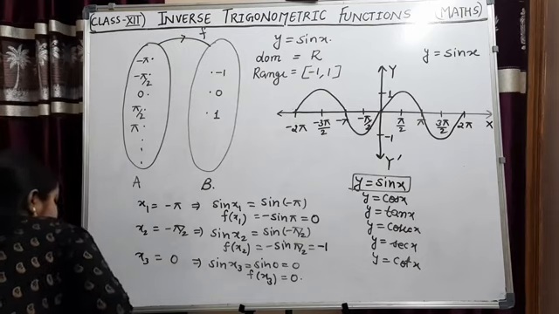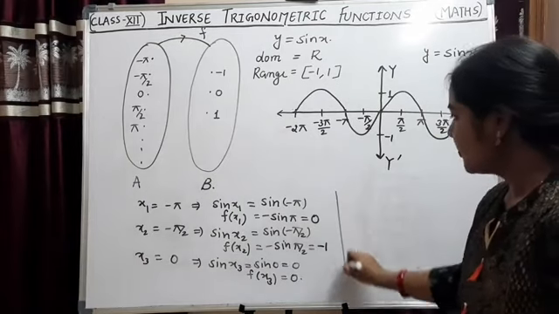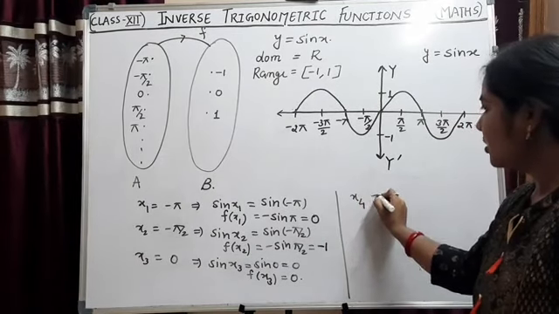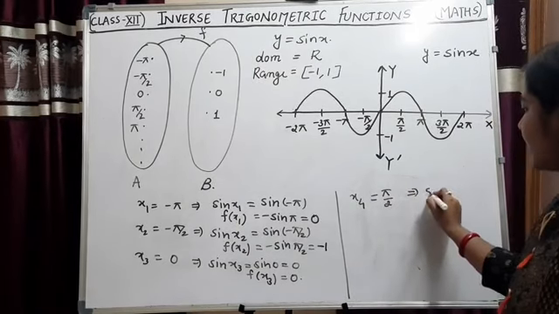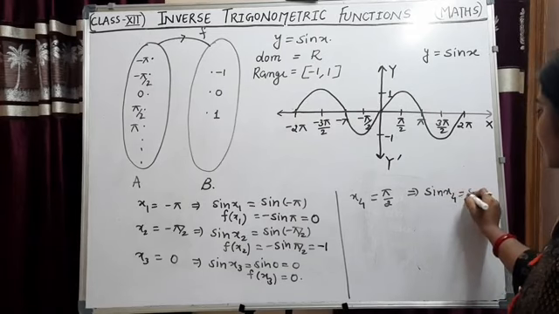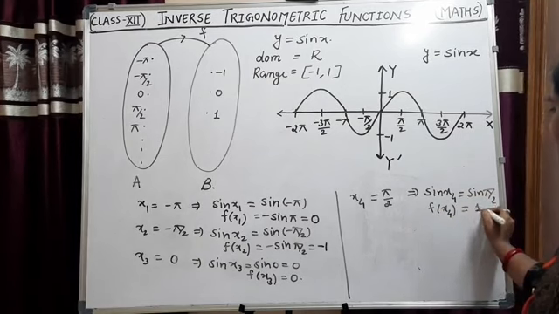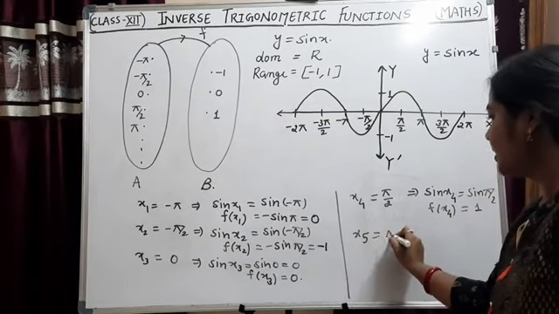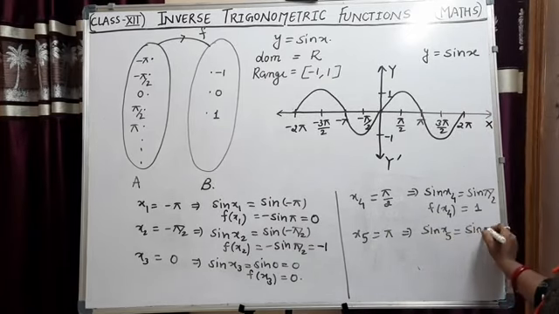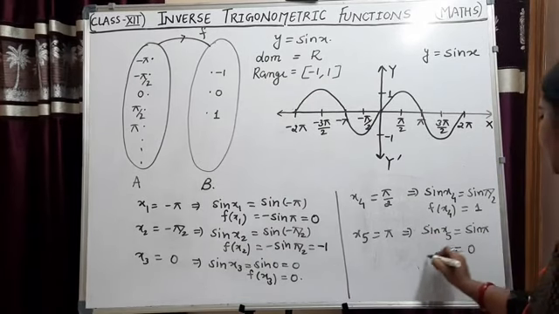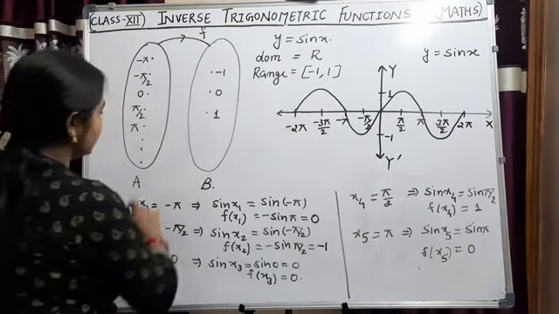Similarly, some more values we will find out. Rest two also I am going to find. So here x4 I am taking as pi by 2. So sine of x4 is sine of pi by 2, and f(x4) will be 1. Then x5 I am taking as pi. So sine of x5 equals sine of pi, and this is 0, means f(x5) is 0. Now one by one I am going to plot these points here.